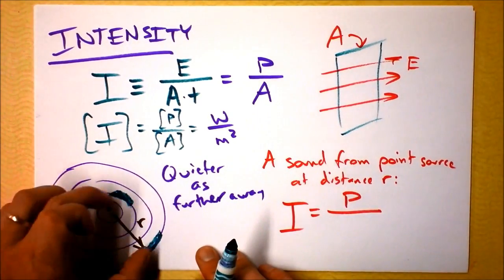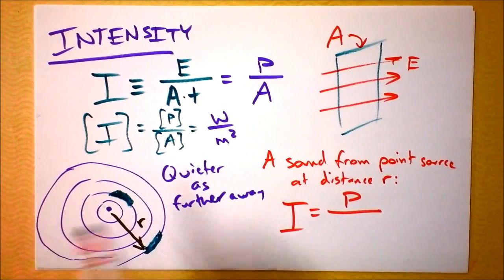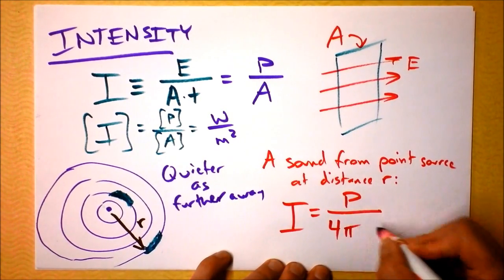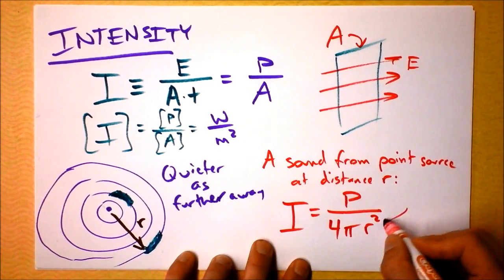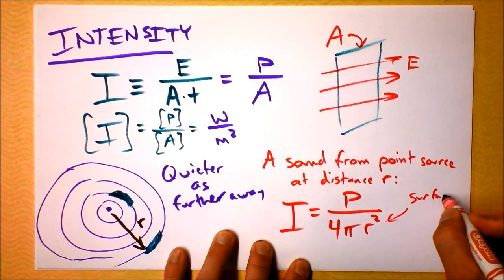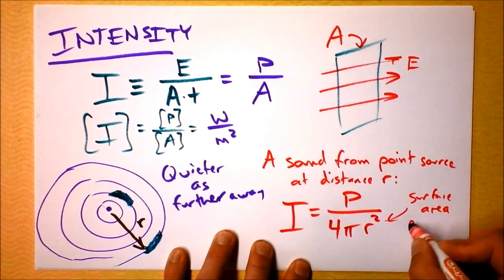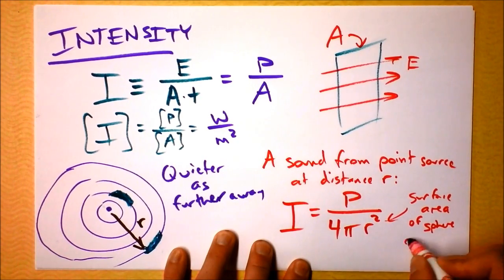Of course, that's because the sound is spreading out. I hope that's making sense. I'm going to stop repeating myself there. This is going to be 4 pi times r squared. That is the area of the surface. Oh shoot, that's the surface area. Surface area of a sphere of radius r.